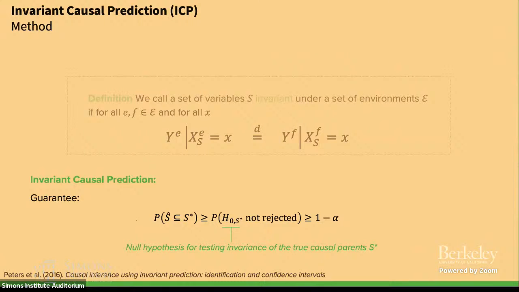One nice property of this method is that it has the following guarantee. You can show that the estimate you get, S hat, is a subset of the true causal parents S star with high probability. This comes from the fact that we test this null hypothesis for all possible subsets of the predictors. So at some point we will test the true set of causal parents. And since we know that the null hypothesis is true for those, we know that we don't reject with probability larger than 1 minus alpha, where alpha is the significance level of the associated statistical test you use here.